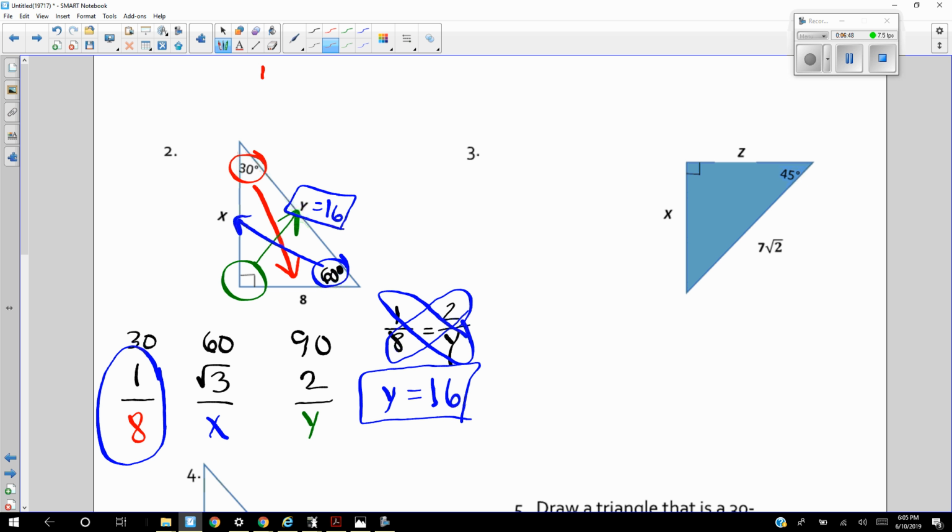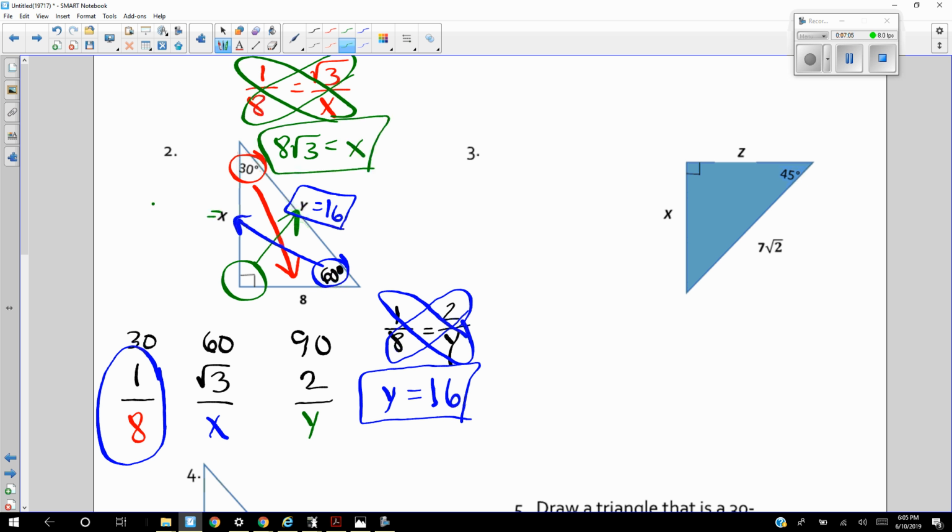So you're going to use that same fraction, 1 over 8, set it equal to radical 3 over x. We're going to cross multiply, you're going to get 8 radical 3. The other cross product is going to be x.